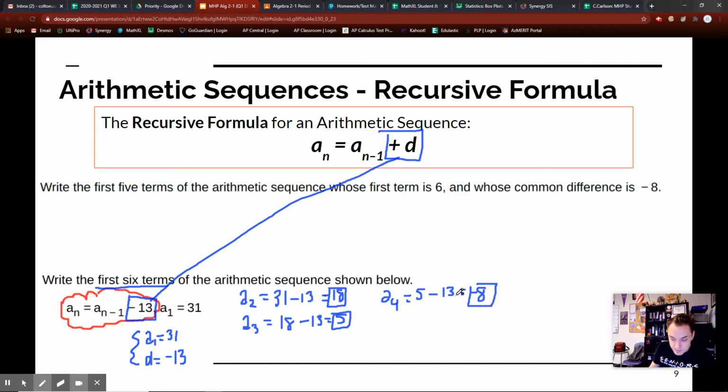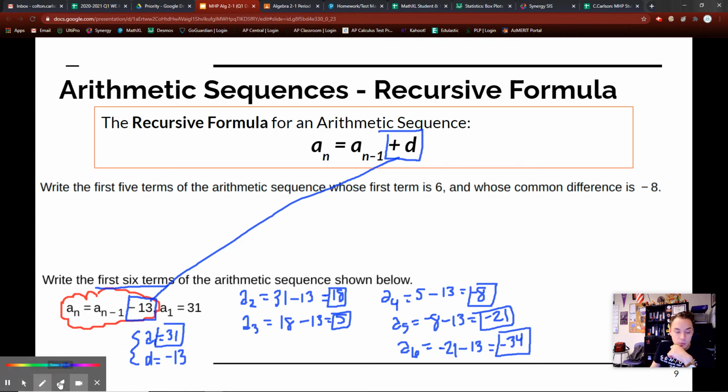And then let's take a sub 5. This is going to be negative 8 minus 13. What is this? Negative 21. Box it. And then our last and final sixth term, what is it? I take negative 21 minus 13 because, again, that's my common difference. This equals negative 34. So that's my first term, a sub 1 equals 31. Second term, 18, third, 5, fourth, negative 8, fifth, negative 21, sixth, negative 34. That is the recursive formula.